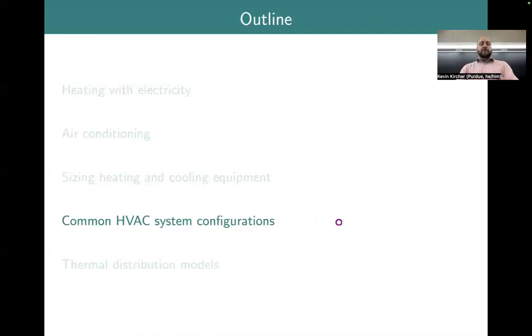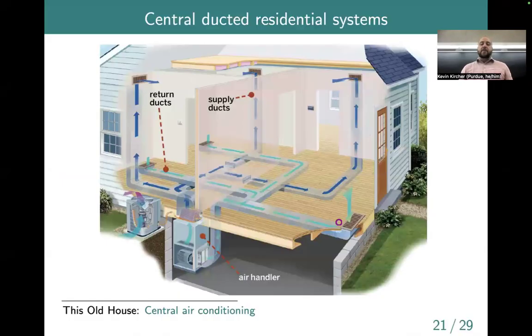All right, so I'm just going to show some pictures now of what HVAC systems look like. And we'll start with, I guess, the most common system, at least in the US, for residential buildings, which is called a central ducted system. So here we have the outdoor unit and the indoor unit. The indoor unit, I guess, would be called an air handler.